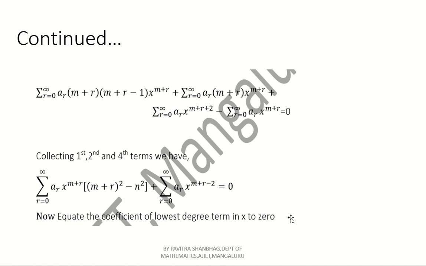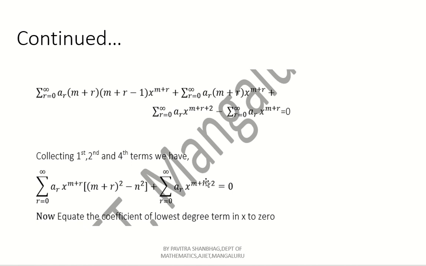How to identify the lowest degree term in x here? Look at it. If you expand this summation, put r equal to 0, you will get x^m. Put r equal to 1, x^(m+1). Put r equal to 2, x^(m+2). r equal to 3, x^(m+3), like that. But in this case, put r equal to 0, what will you get? x^(m-2). Put r equal to 1, x^(m+1-2) means x^(m-1). Put r equal to 2, then plus 2 minus 2 get cancelled, x^m.